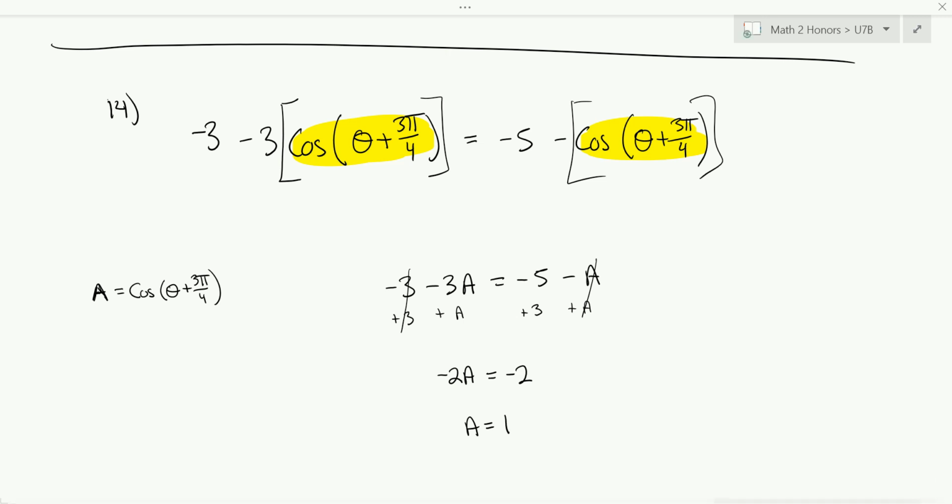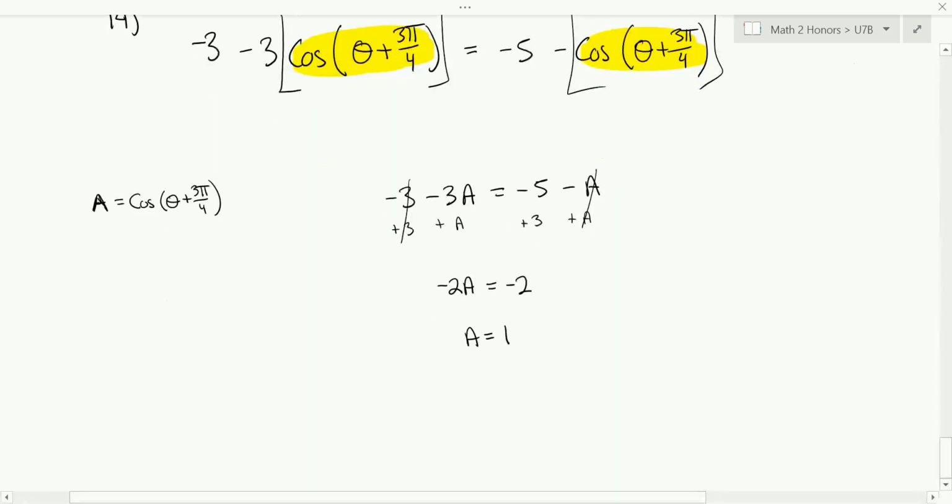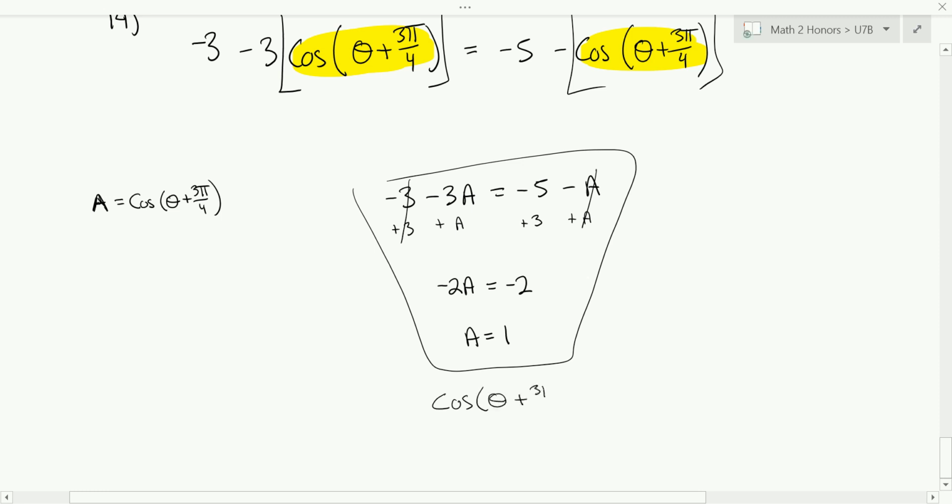Am I trying to solve for a? What am I trying to solve for? What variable? Theta, right? So a is not theta, but it's helping us get there, and a is related to theta. So I need to get rid of a because a served its purpose already. And so now I substitute it back and say, okay, this is cosine of theta plus 3 pi over 4 equals 1.